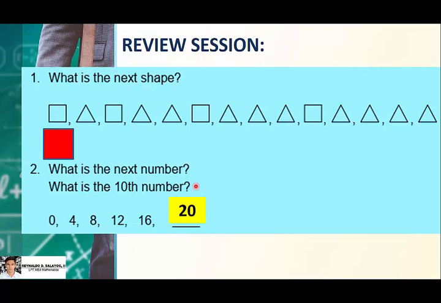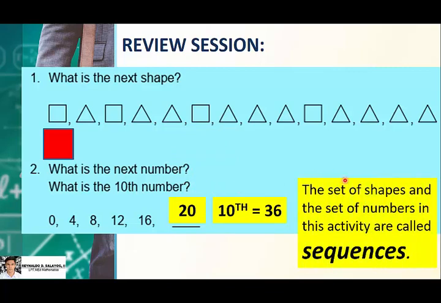What is the 10th number? Since 20 here is the sixth number, we know that the 7th number is 24 because the pattern is obtained by adding 4. And the 8th number is 28. And the 9th number is 32. And therefore, the 10th number is, you're correct, the 10th number is equal to 36.